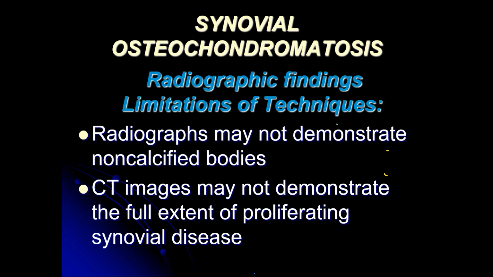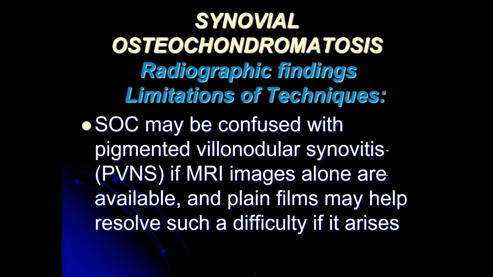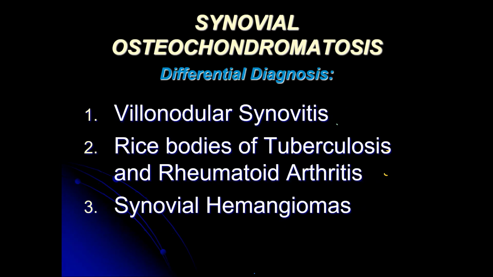Okay, and one should not confuse it with pigmented villonodular synovitis. An MRI image alone, if available, and plain films may help resolve such a difficulty if it arises. So the differential diagnosis is pigmented villonodular synovitis. Tuberculosis, we know, gives rice bodies. Likewise, rheumatoid arthritis and synovial hemangiomatosis.